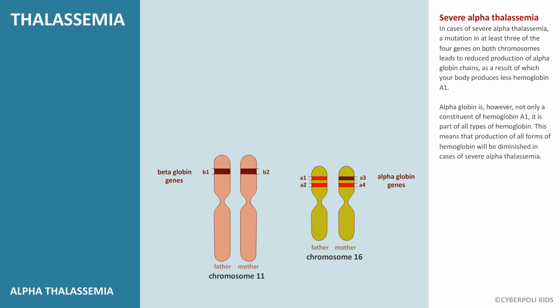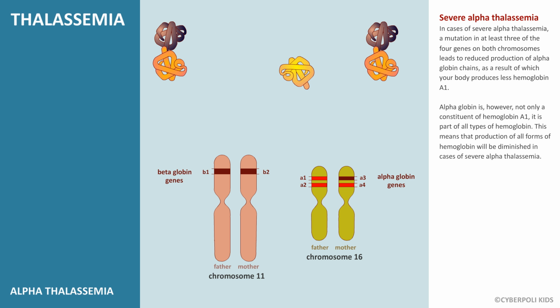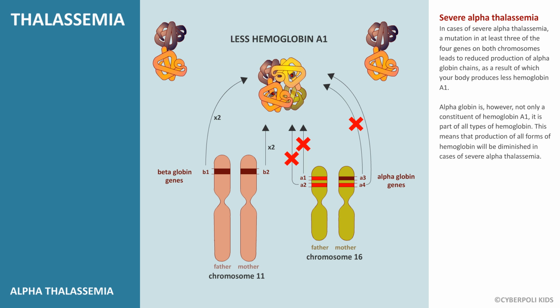In cases of severe alpha thalassemia, a mutation in at least 3 of the 4 genes on both chromosomes leads to a reduced production of alpha globin chains, as a result of which your body produces less hemoglobin A1.